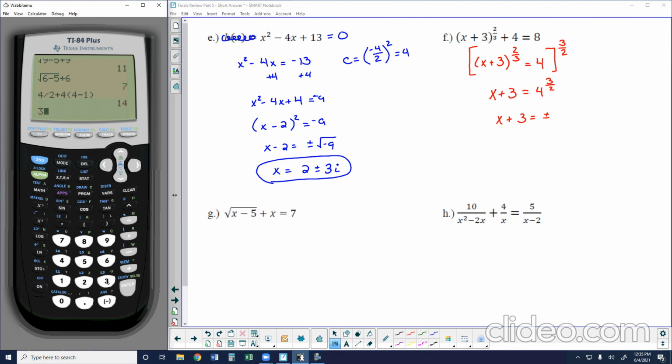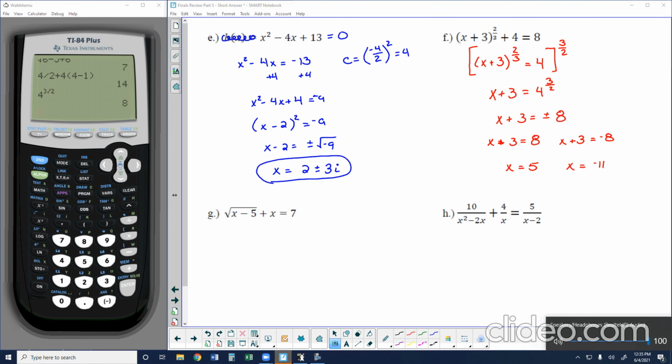So if I do this in my calculator, again, the calculator is not going to give me the plus or minus, but because I'm taking a square root, I do need a plus or minus. So this would actually be plus or minus 8. So x plus 3 would equal 8, and x plus 3 would equal negative 8. I can subtract 3 from both sides to get x equals 5 and x equals negative 11.